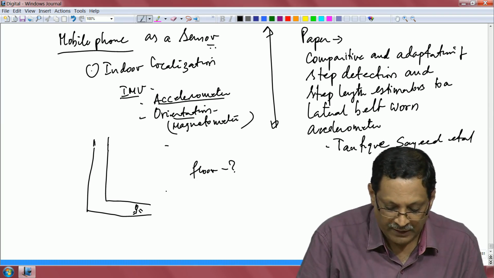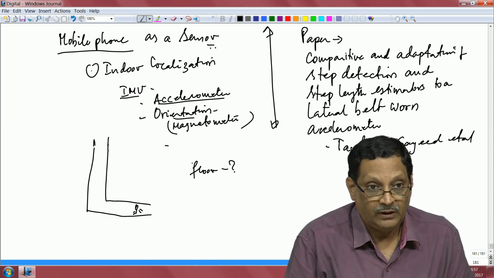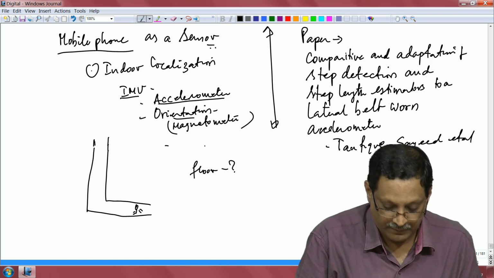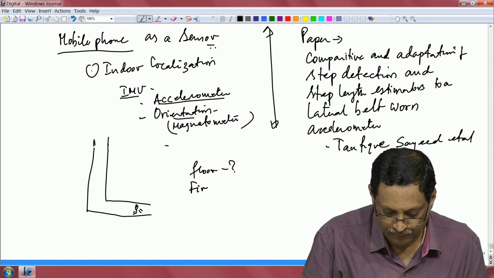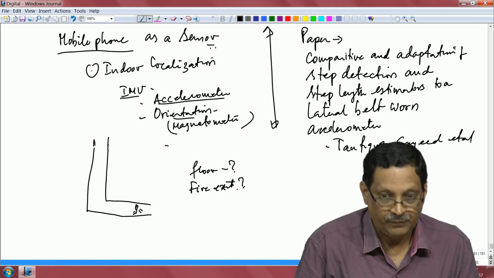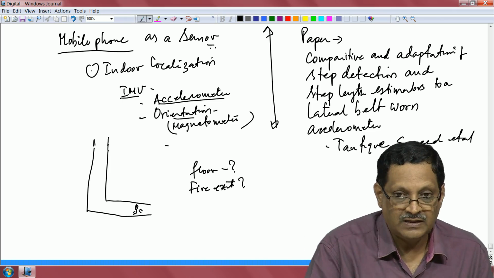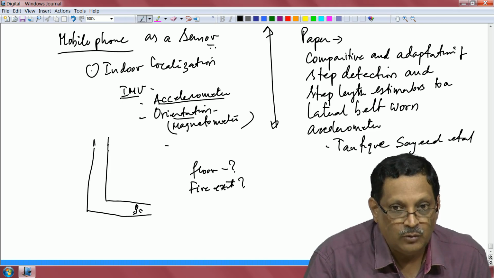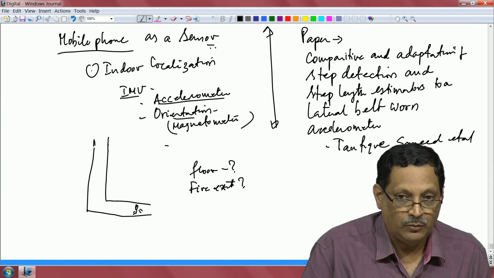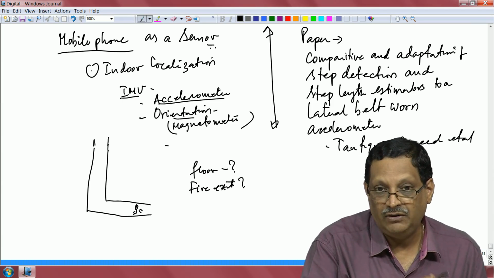And why is this important? You can take cases such that, let us say, you want to find out where the nearest fire exit is. First of all, you should know where the fire occurred and in which direction you are moving, towards the fire or away from it. If so, where is the nearest fire exit such that you can safely exit the building.